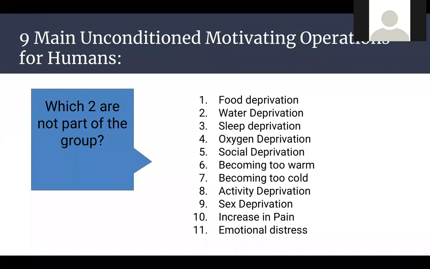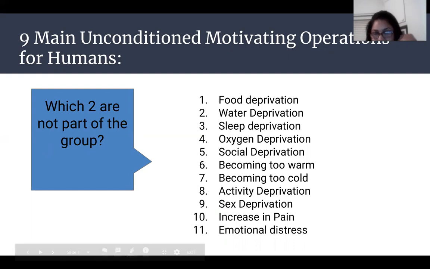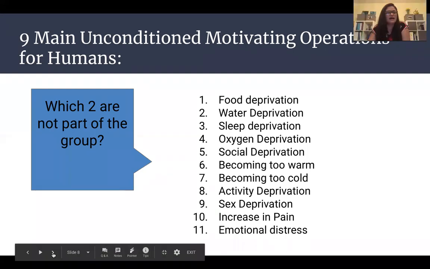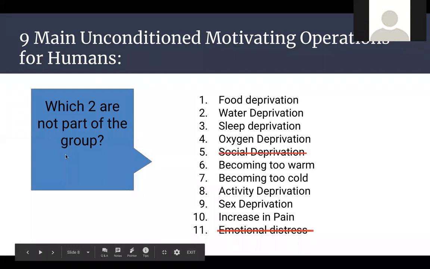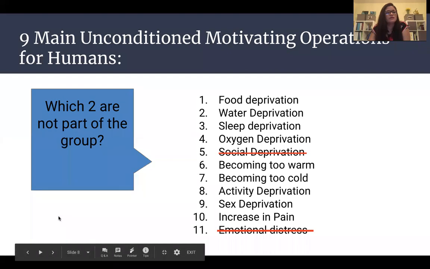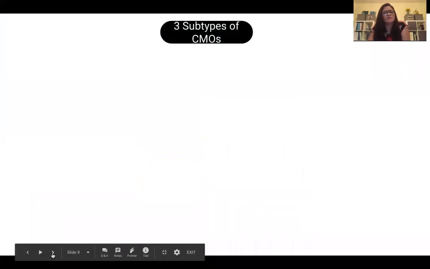Number 5 and number 11. 5 and 11, yes. That was fast, guys. Good, you have it memorized. This is going to help out a lot in the test. Okay, let's go to the other ones.